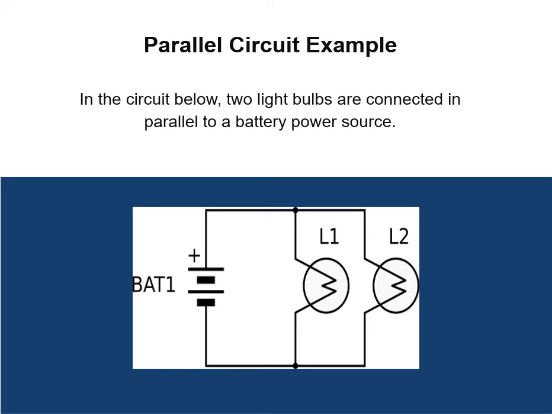Here we have a parallel circuit example. In the circuit below, we have two light bulbs, L1 and L2, and battery 1, the BAT 1. They are connected in parallel to a battery or power source. We have different nodes here: this one for lamp 1, and then the second node is lamp 2. They are all connected with one battery.